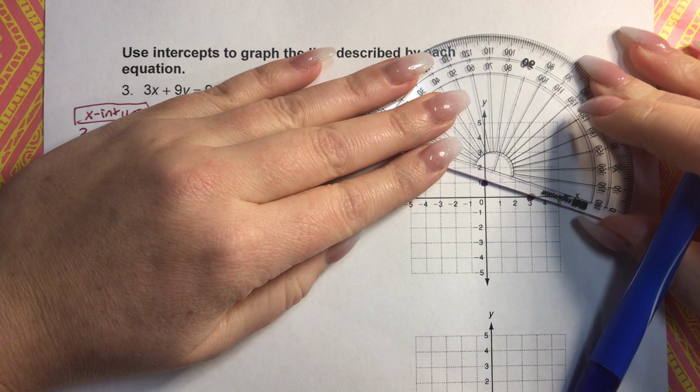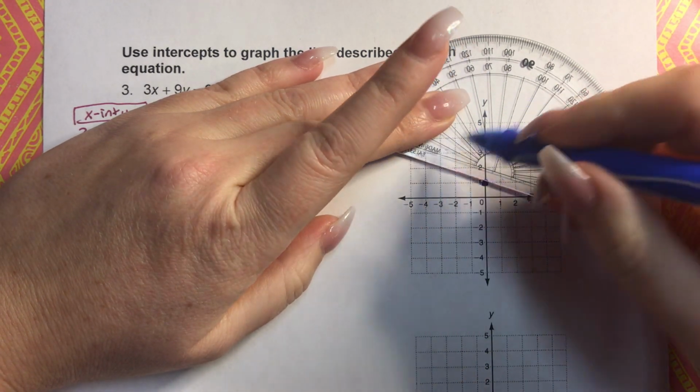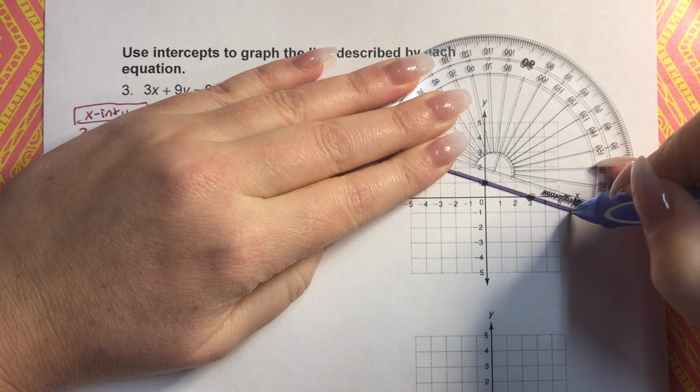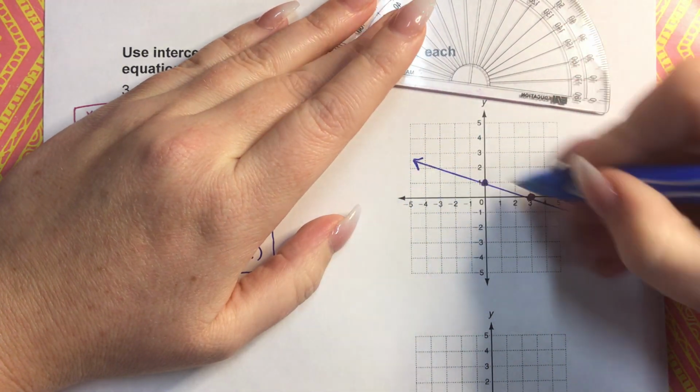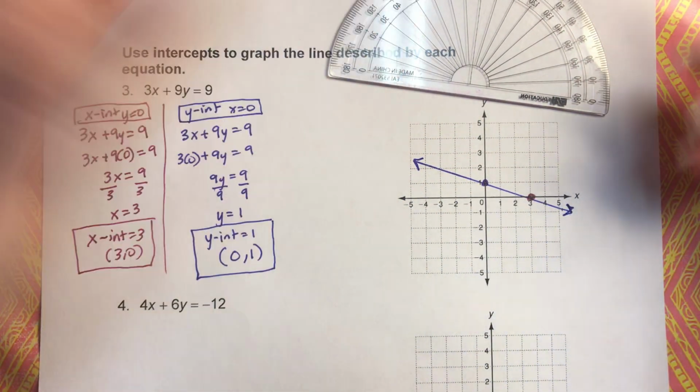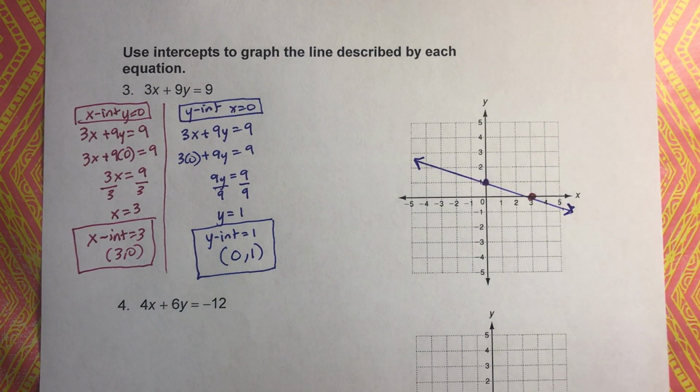There, right there. And we have it. We have our beautiful, lovely, magnificent line. All right, that's it. That's how you graph by finding the x-intercept and the y-intercept.